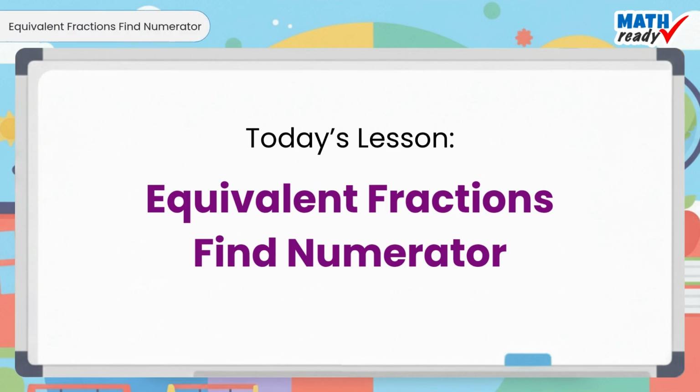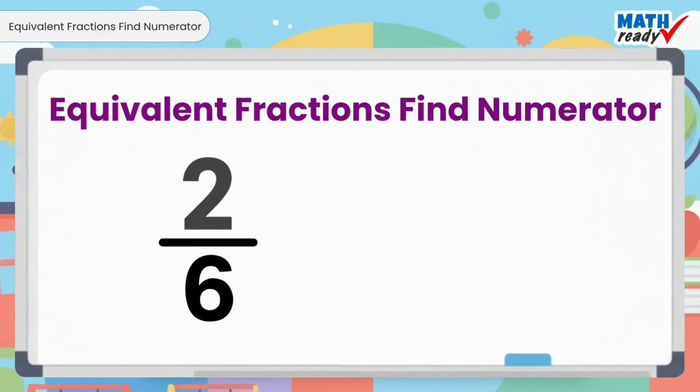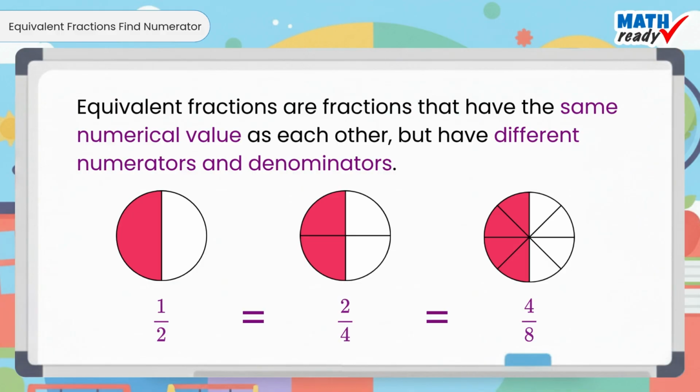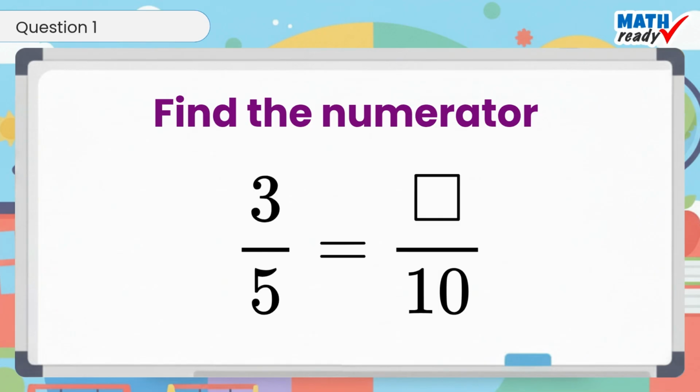Today we are going to learn how to find the numerator using equivalent fractions. As we recall, in a fraction such as 2 over 6, the numerator is the number on top, which is 2. Equivalent fractions are fractions that have the same numerical value as each other, but have different numerators and denominators. Let's look at the first example.